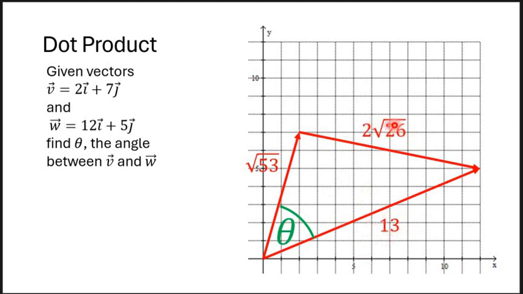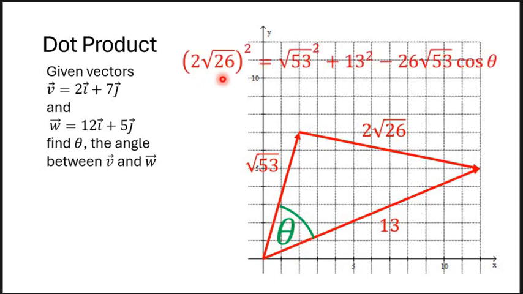And I'm going to use those lengths and the law of cosines to find the angle theta between the two original vectors v and w. So the law of cosines would say that the square of the side across from the angle is equal to the sum of the squares of the two adjacent sides minus 2 times the product of the length of the two adjacent sides times the cosine of that angle. So we get this.